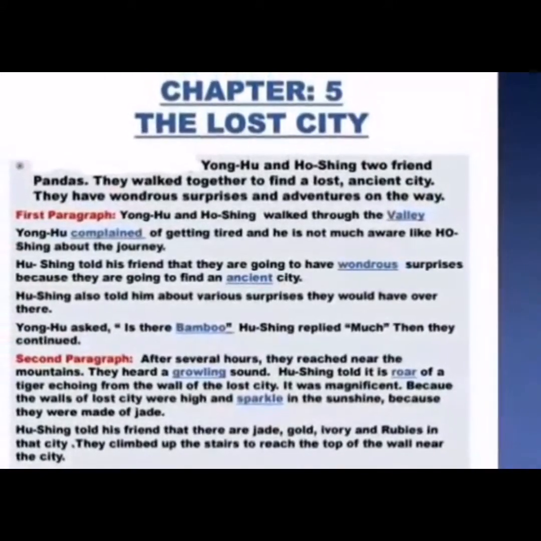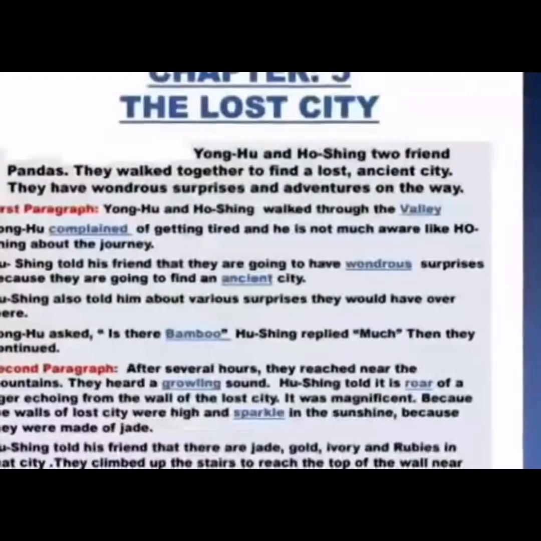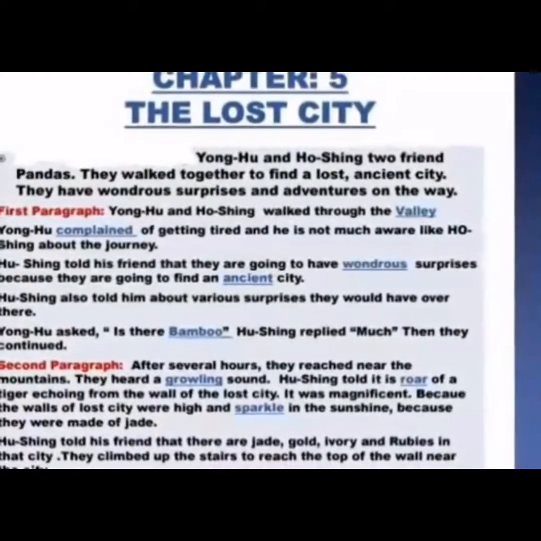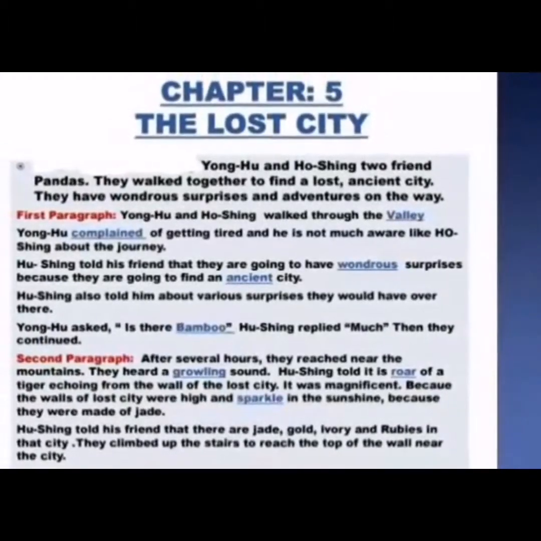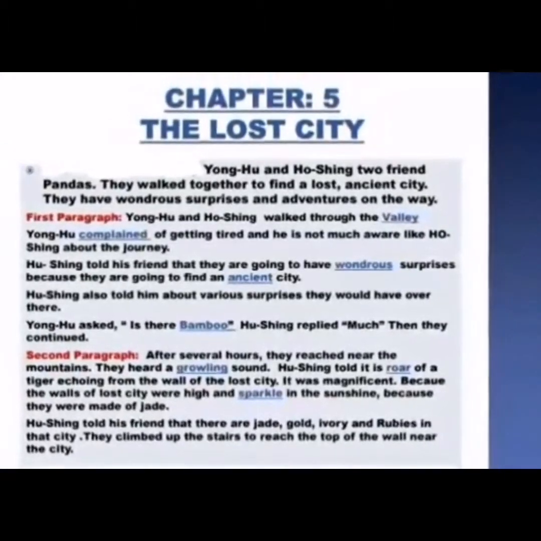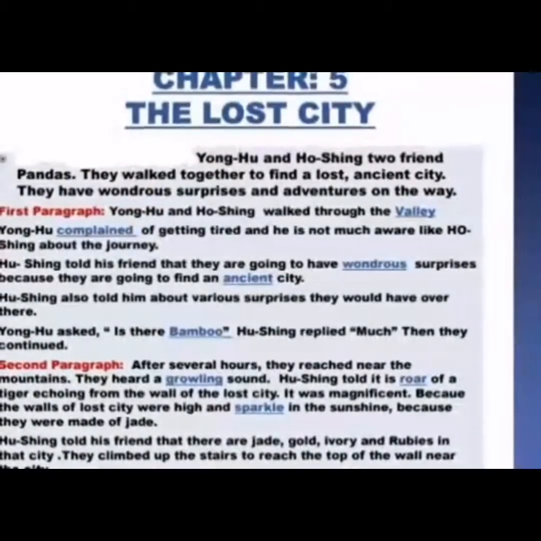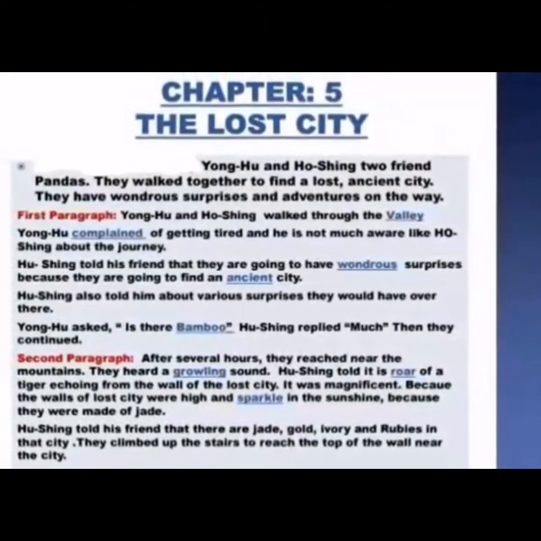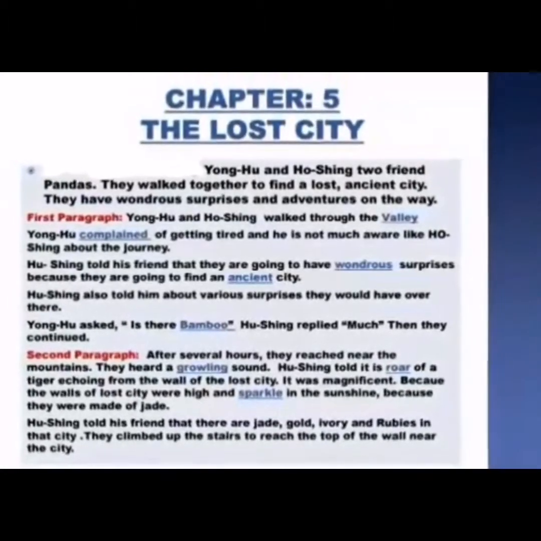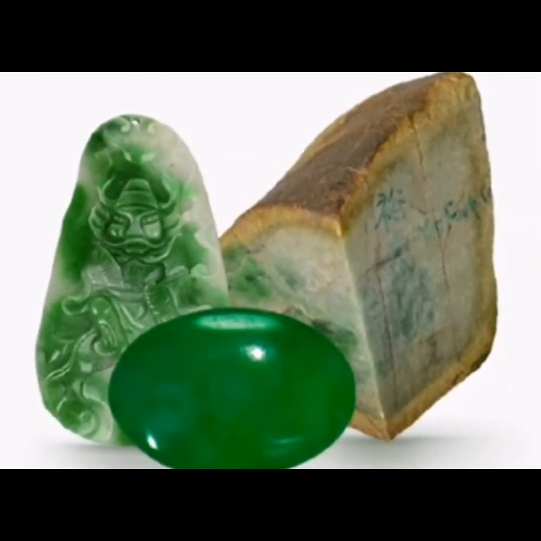Second paragraph. After several hours, they reached near the mountains. They heard a growling sound. I have told you what a growling sound is. Husheng told him it is the roar of a tiger echoing from the walls of the lost city. It was magnificent because the walls of the lost city were high and sparkled in the sunshine because they were made of jade.